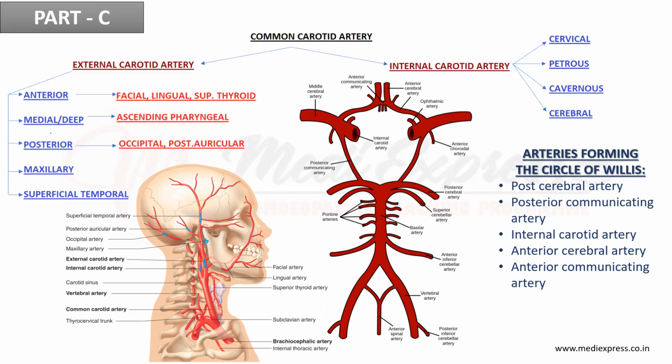occiput. Then we have a medial and deep branch, which has one branch, the ascending pharyngeal artery, which is not being shown over here. And then we have the anterior branch of the external carotid artery, which divides into the facial artery, which supplies the face. You can see our facial artery over here.